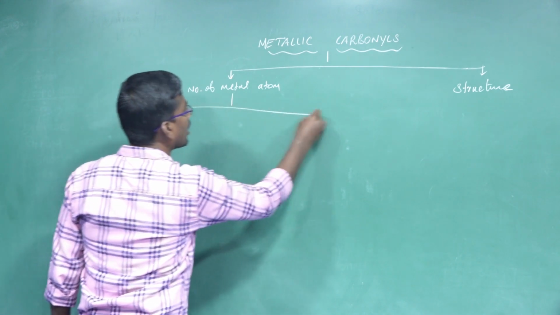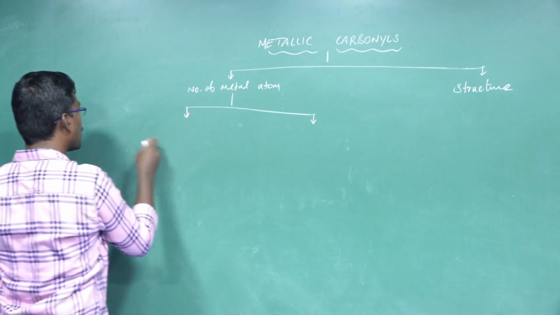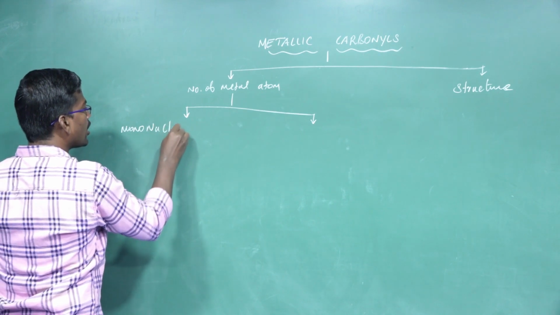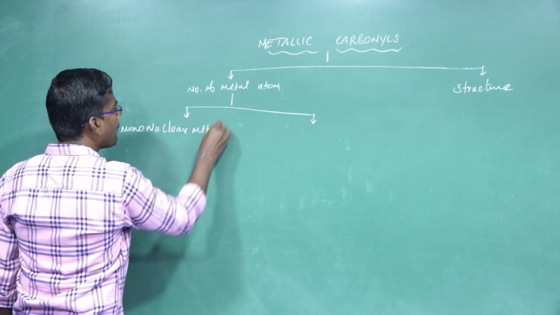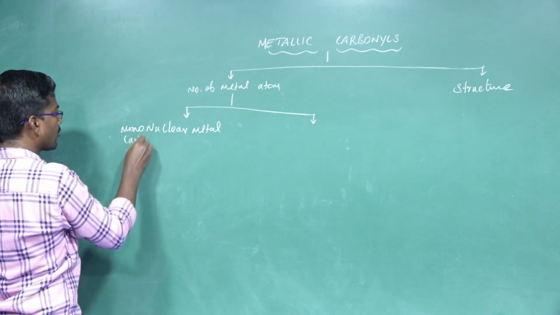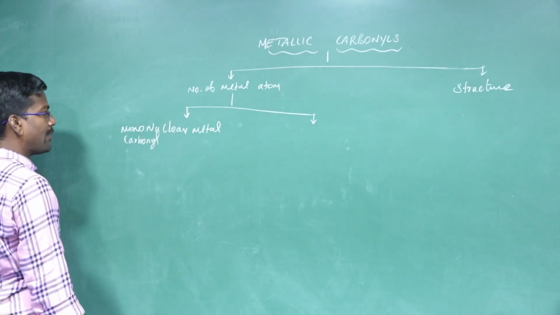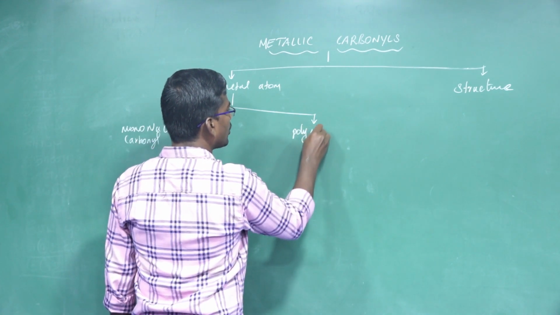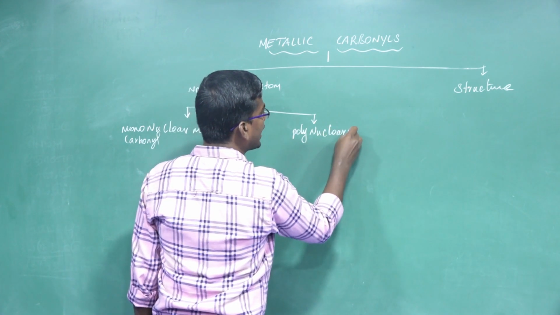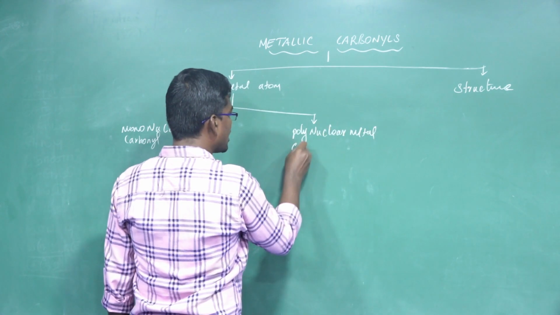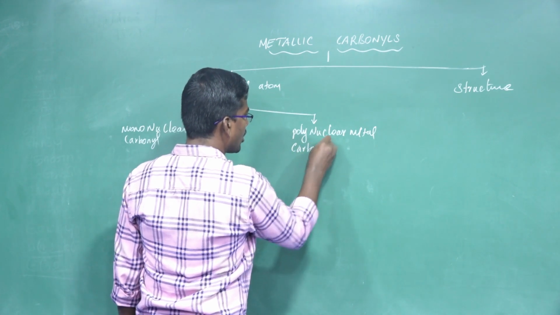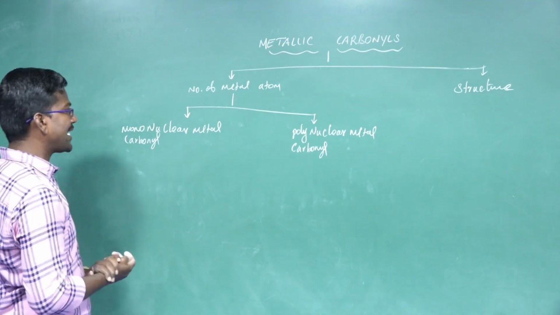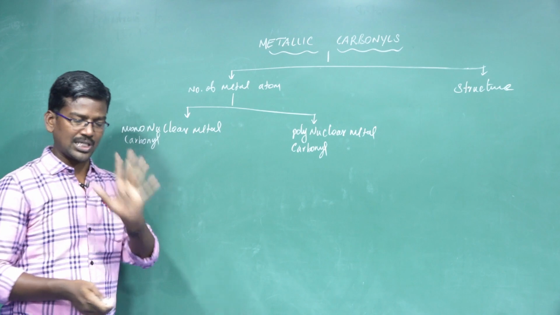One is mononuclear metal carbonyl. Another one is polynuclear metal carbonyl. Mononuclear metal carbonyl, polynuclear metal carbonyl. The mononuclear metal carbonyl is simply represented as a simple complex.